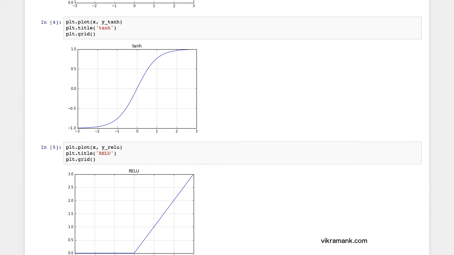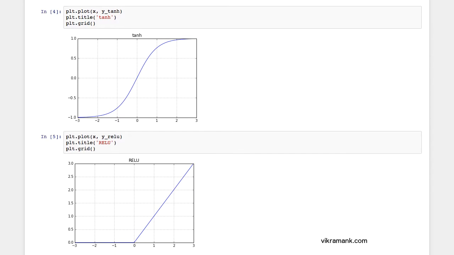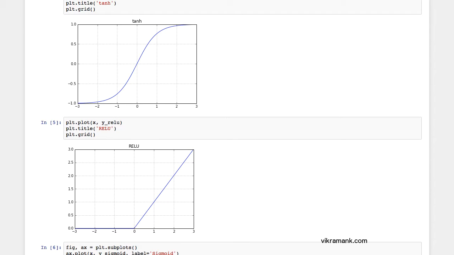Moving on, this is the ReLU function. ReLU stands for rectified linear unit function. So this is a piecewise linear function, but overall it's a nonlinear function. It's not differentiable at 0, and because it's linear, it's very easy to calculate the differentiation in between these regions, except for 0.